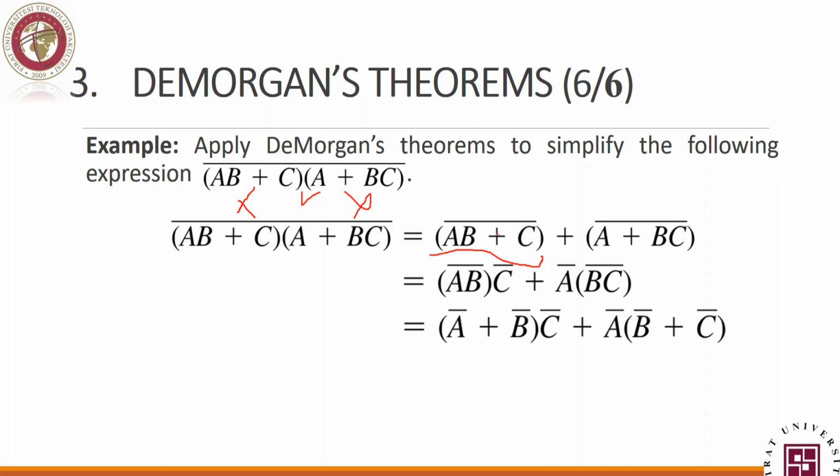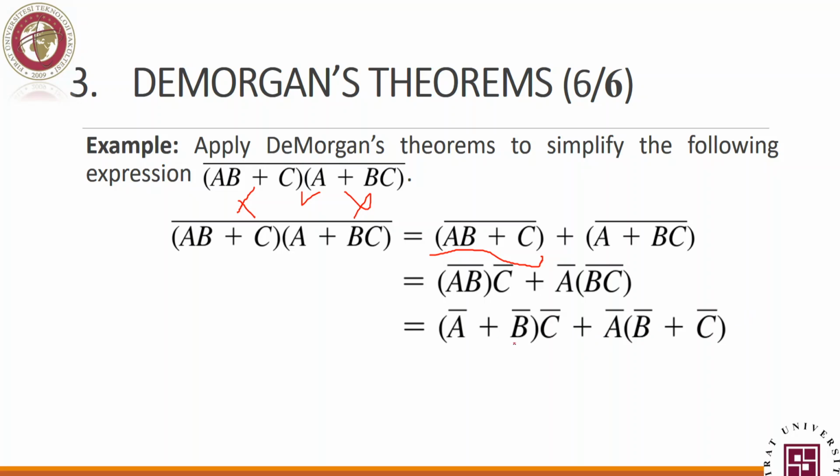Again, apply the same concept. We have ORed terms, which are complemented. So it will be the complementation of individual variables with AND in between: the complementation of AB and C bar, and here again, the complementation of A and BC, all complemented. Now you can just distribute. Again, the same concept. These are AND terms, they would be OR terms. These are AND terms, they would be OR terms with their complementation, of course.